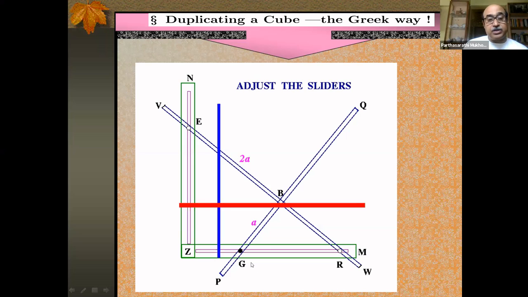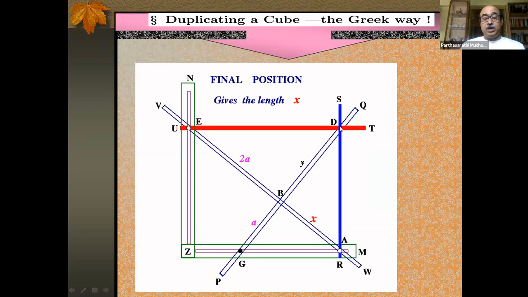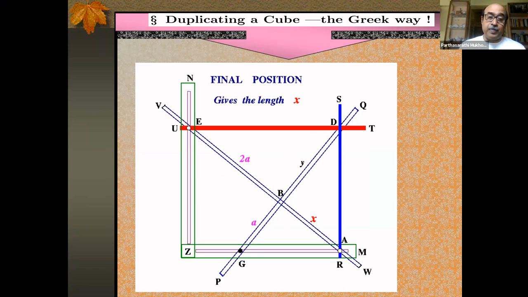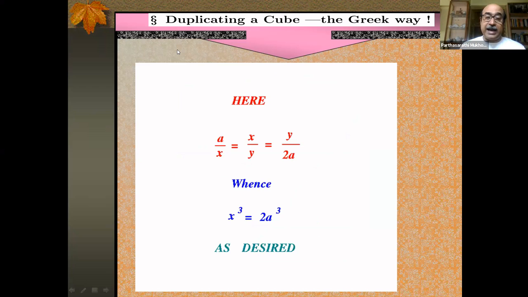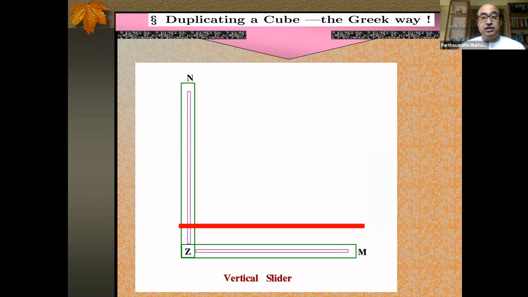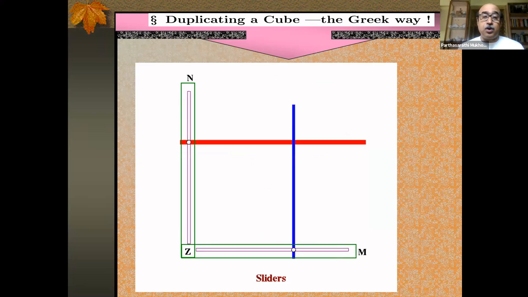And then you fix these two on this hinge here by screw and make these sliders move and adjust themselves to make this configuration. So this configuration gives you certain similar triangles, as you can see. And the similar triangles, their sides being proportional, you use that and you get this relationship: a by x equal to x by y equal to y by 2a. That's as simple as that. I repeat. And then you solve it, get rid of y, you get the required length x, because x cubed is equal to twice a cubed, as this relationship shows.